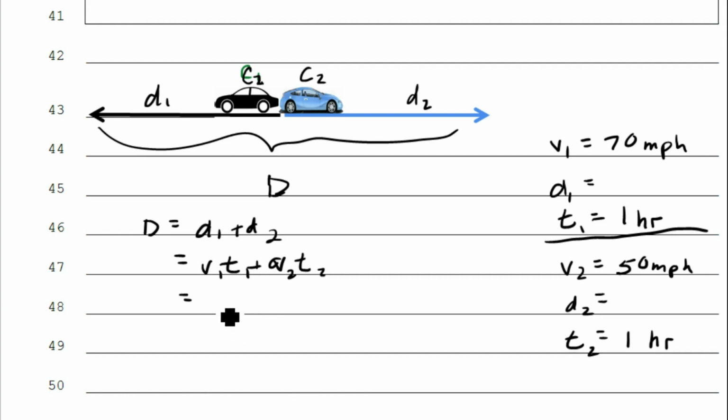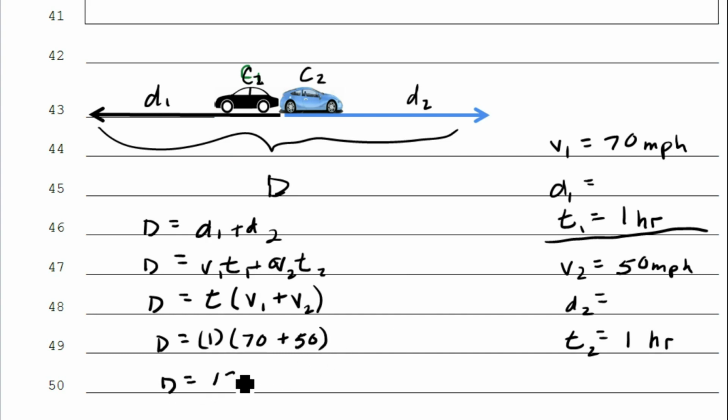T1 and T2 are the same, so just call it a generic T. You've got V1 plus V2. And we can stick in the numbers. D equals 1 hour times 70 plus 50. So D equals 120 miles. After 1 hour, they are 120 miles apart.